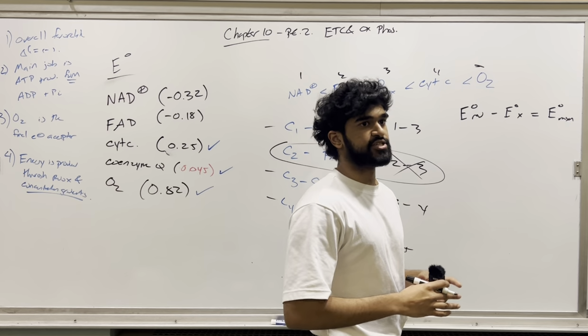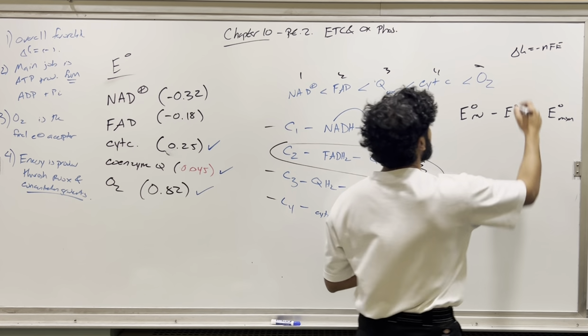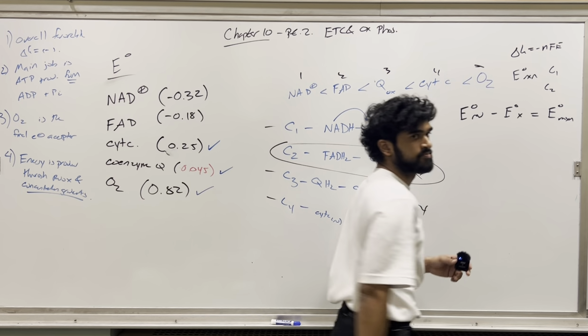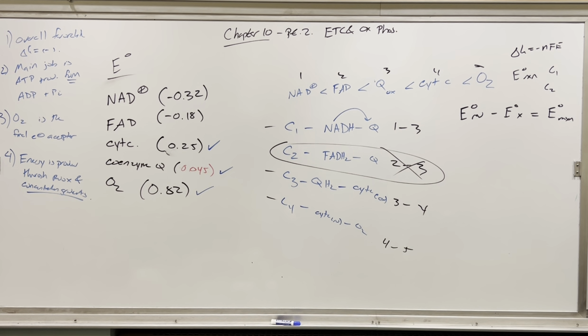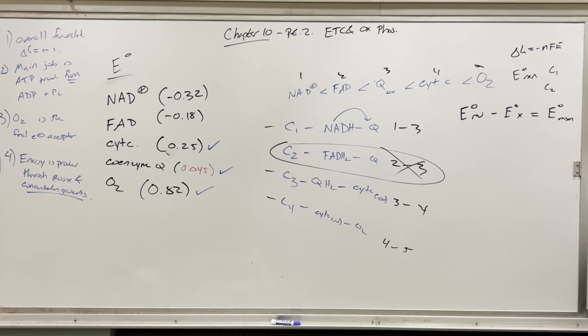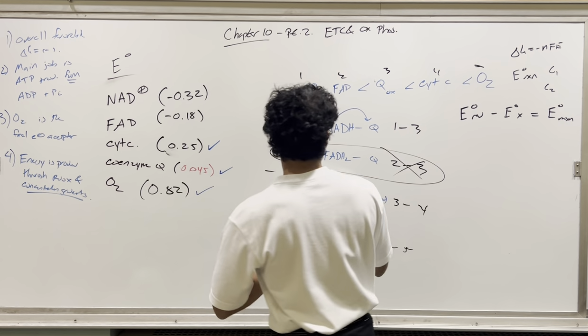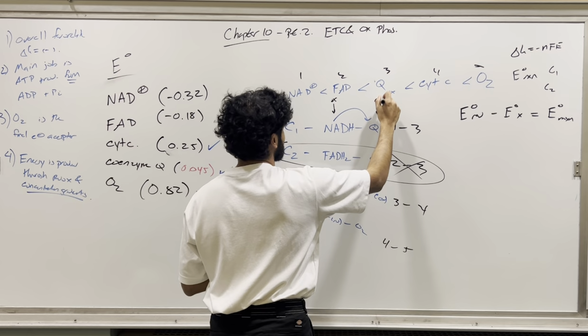E red minus E ox equals E reaction, right? And delta G equals negative N F E. Calculate the E reaction of complex 1 and complex 2. Not just him, everyone. You need to know what gets oxidized and what gets reduced. So I'll give you a hint. In complex 1, NADH comes as its reduced form, so it gets oxidized, and Q gets reduced. And another hint: all of these get oxidized, and all of these get reduced.